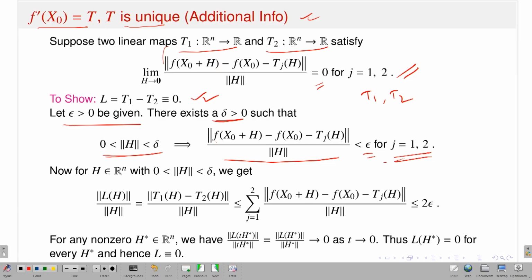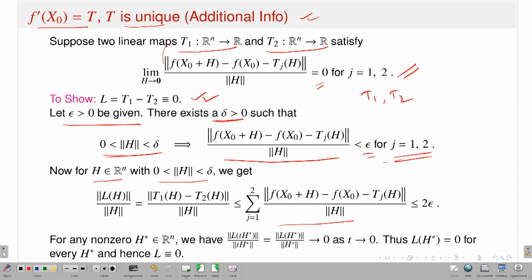Once I have that, consider h a vector in R n, suppose 0 is less than norm of h is less than delta. Then norm of L h divided by norm of h is the object I would like to compute. Since L is T1 minus T2 and it is linear, this is the norm of T1 h minus T2 h divided by norm h. Then this is dominated by this object. So how do I get that?